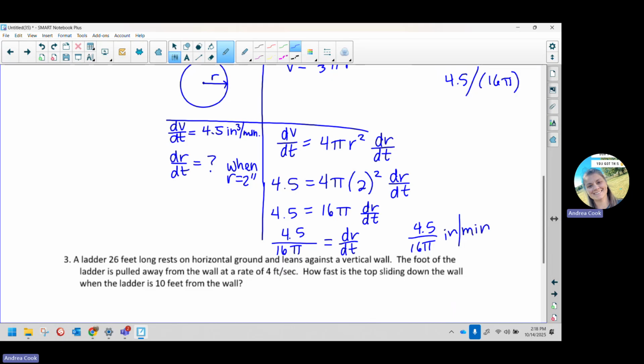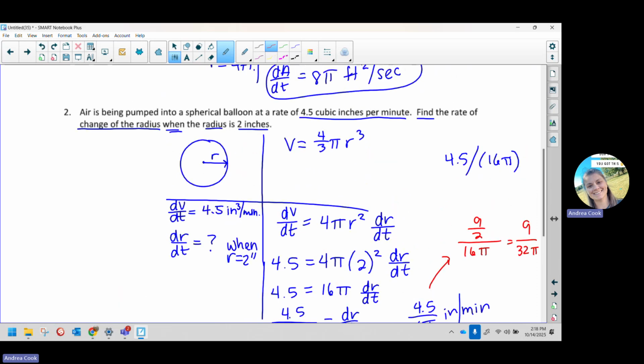They could simplify that. How could they simplify that? 4.5 is 9 over 2. So they could write it as 9 over 32 pi. I said 4, not 1/3. When you take the derivative here, the 3 comes down and cancels with that 3.